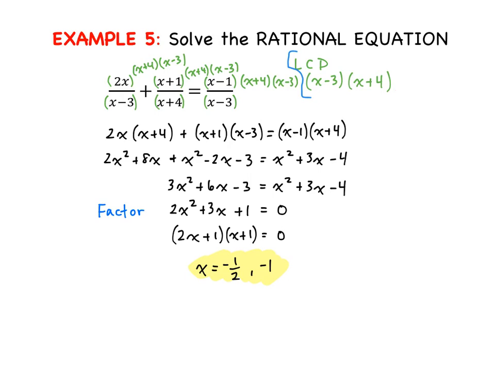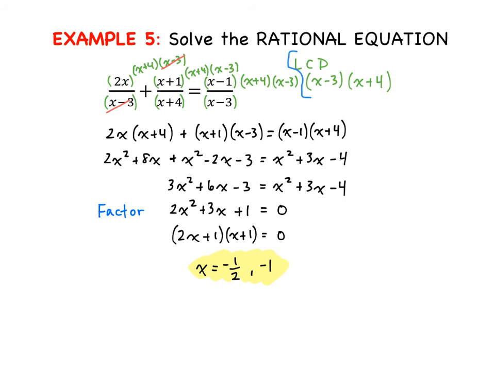Now I go ahead and go on to step 2, and I multiply every term by this LCD. So I multiply this first term by (x + 4)(x - 3), I multiply this second term by (x + 4)(x - 3), and this third term by (x + 4)(x - 3). And what we should notice if we do this correctly, in this first term, the x minus 3's cancel, and we're going to be left with 2x times x plus 4.